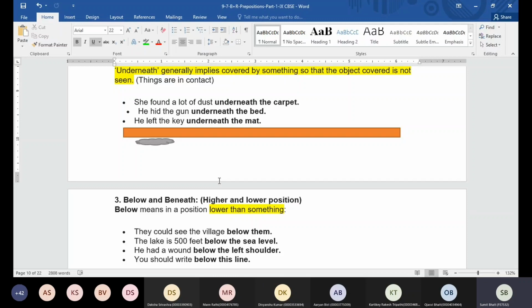The lake is 500 feet below sea level. So we are talking about one thing on top and something else at the bottom. He had a wound below the left shoulder. Again, one thing at top and one thing at the bottom. You should write below this line. So on top there is a line drawn, and at the bottom we are asking the person to write.